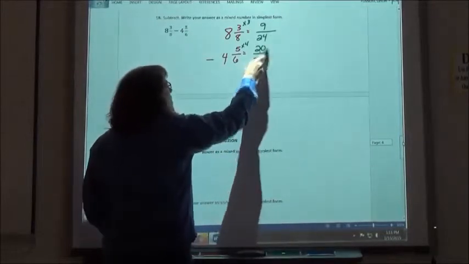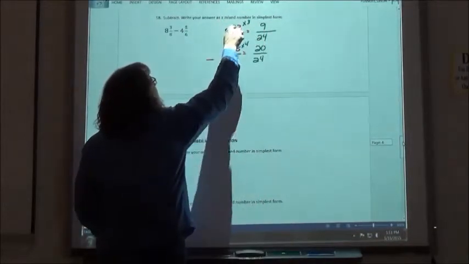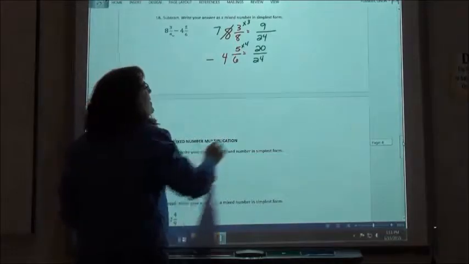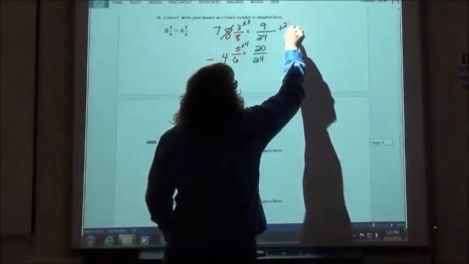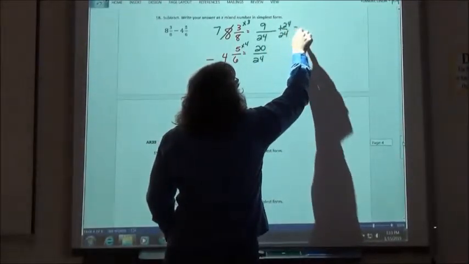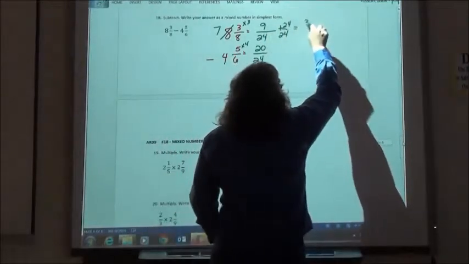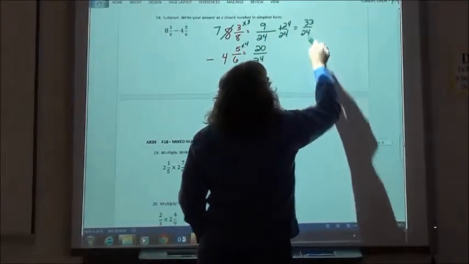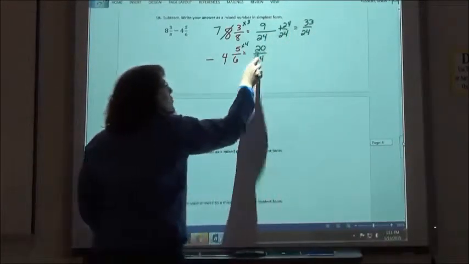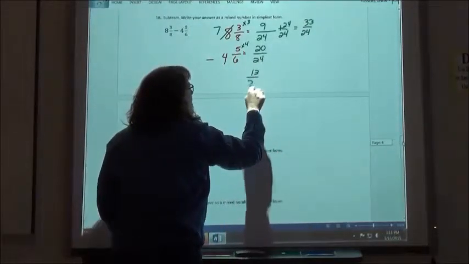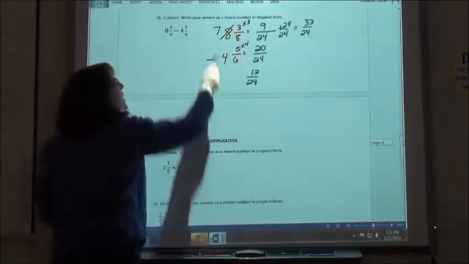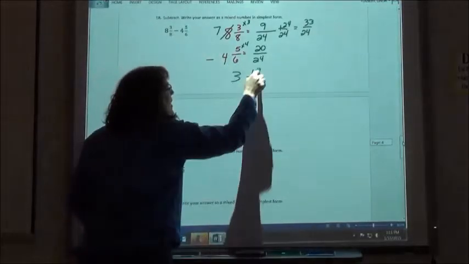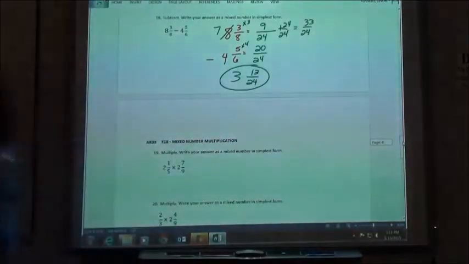I can't take 20 away from 9, so I end up borrowing 1, making that a 7. So I add 24/24 to my 9, and I get 33/24. 33 minus 20 then is 13/24, which I can't reduce, and 7 minus 4 is 3. So exactly 3 and 13/24.